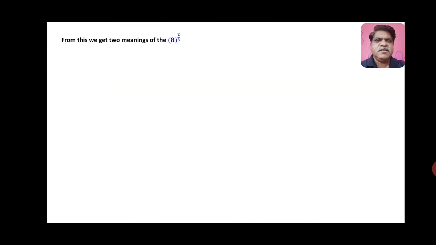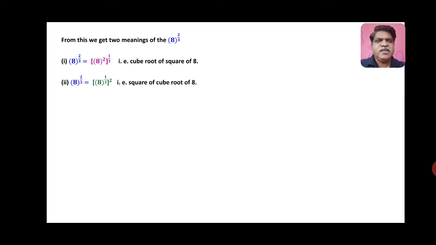So friends, from this we get two meanings of 8 raised to 2 upon 3. Number 1, 8 raised to 2 upon 3 is nothing but (8 raised to 2) raised to 1/3, that is the cube root of the square of 8. Or the second meaning is 8 raised to 2 by 3 can be written as (8 raised to 1/3) raised to 2, that is the square of the cube root of 8.